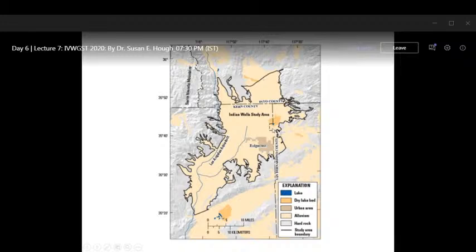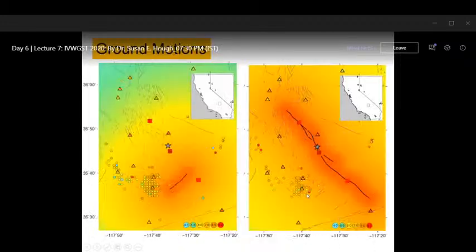And then, okay, I'm going to go through some of this a little bit quickly. You can look at what the predicted ground motions would have been for the 6.4 versus the 7.1, and you can look at the intensity data and the instrumental data to compare what happened versus what's predicted.